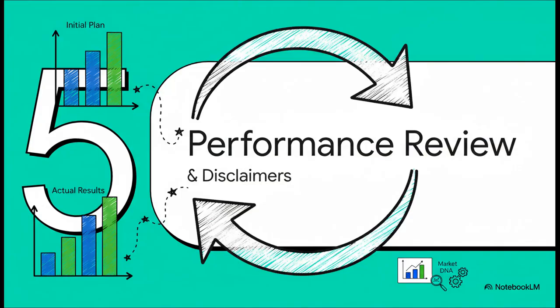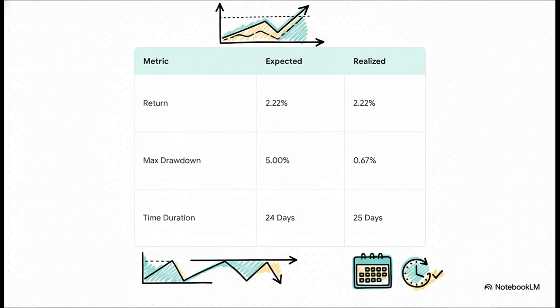So, the journey is over. What now? Well, now we review. Let's take a look at the performance by comparing the original plan from phase 1 with what actually happened, the realized results. This is where it gets really interesting. Let's put the plan and the outcome side by side. First, the return. The realized return was 2.22%. That's an exact match with what was projected for scenario 1.